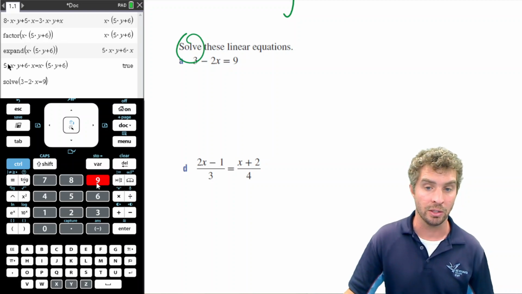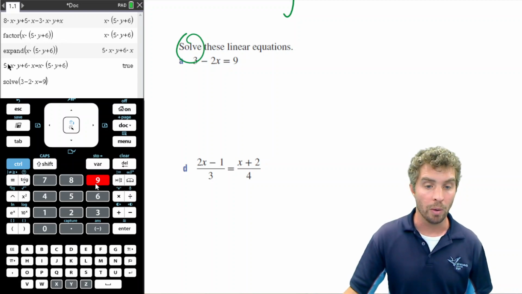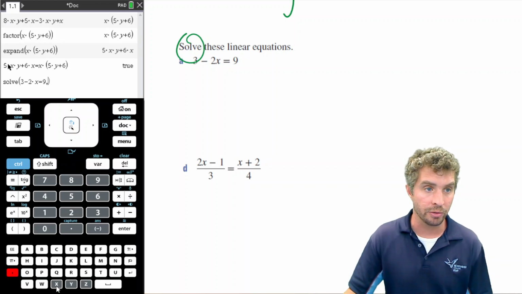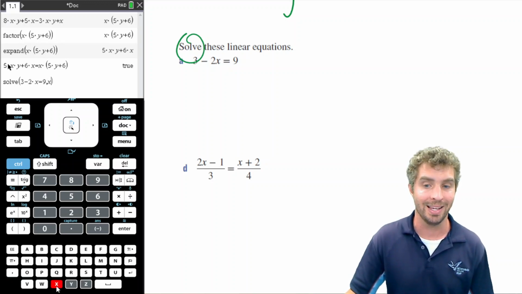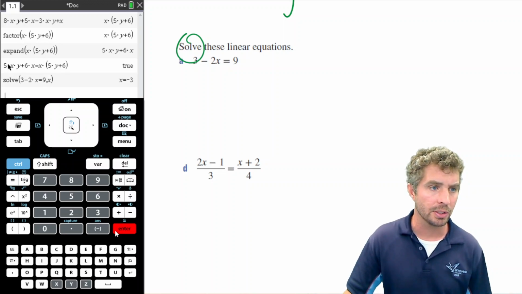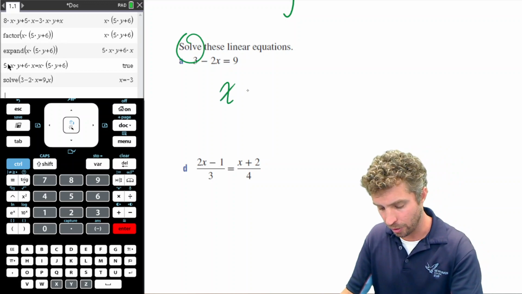Now, we can't just hit enter yet. We have to tell the calculator what we're solving for. So we're going to hit comma, and then we want to solve it for x, so we want to know what x is. So we put x in, hit enter, and it tells us that x equals negative 3.